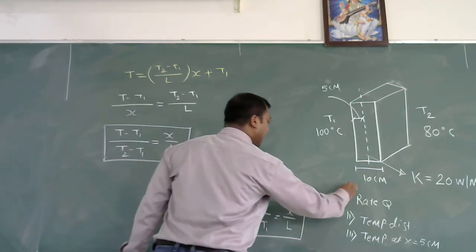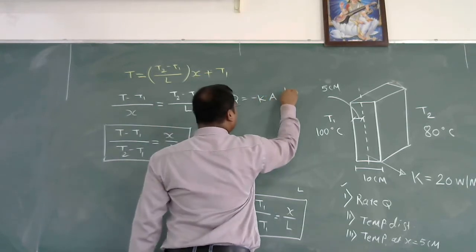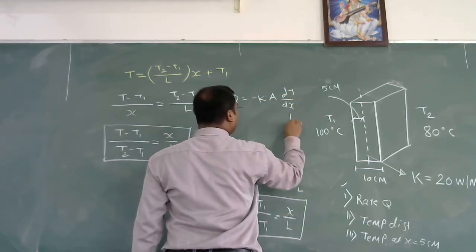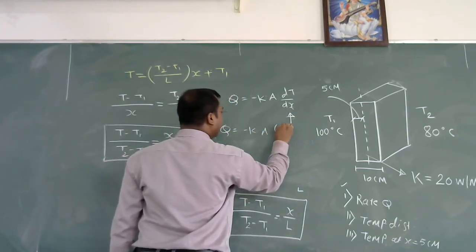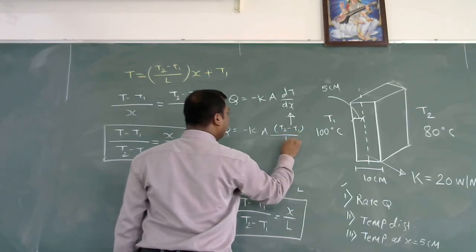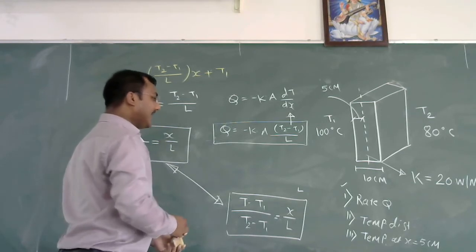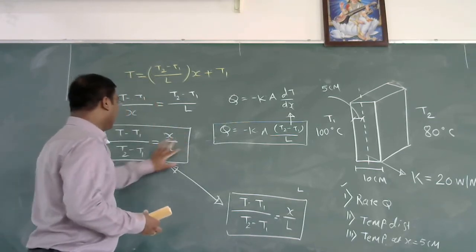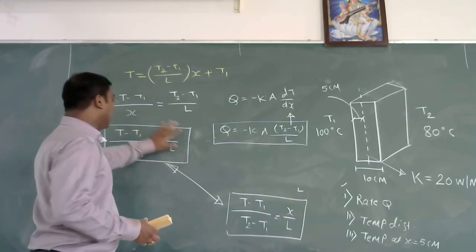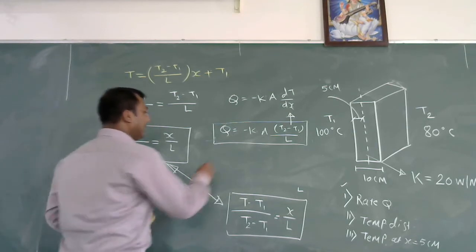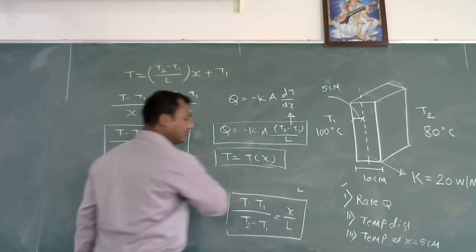The rate of heat transfer can be calculated by using again Fourier's law of heat conduction, Q equals minus KA dT by dx. And you know what that dT by dx is. So Q is equal to minus K into (T2 minus T1) divided by L. If you put in the values, you will get the rate of heat transfer. Second is the temperature distribution. You put the values of the temperatures T1, T2 and L, and you will get the temperature distribution in terms of T as T(x). So this becomes your temperature distribution.